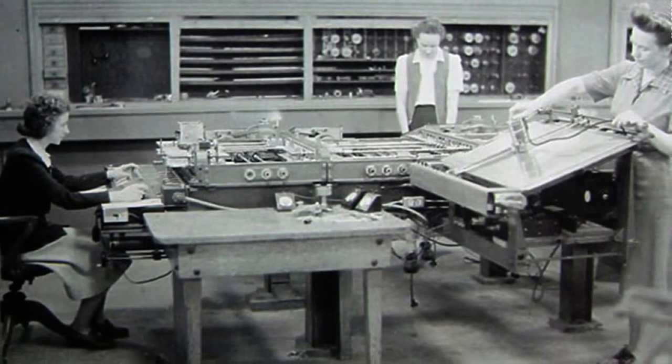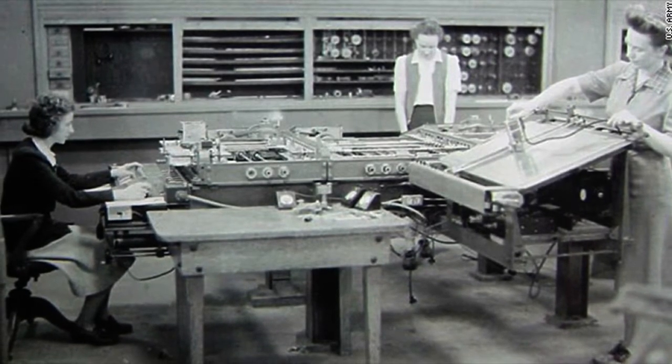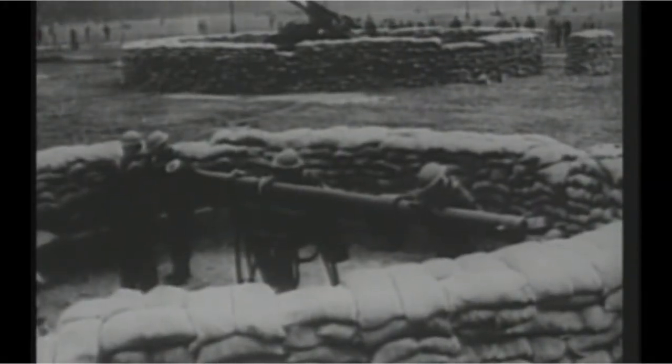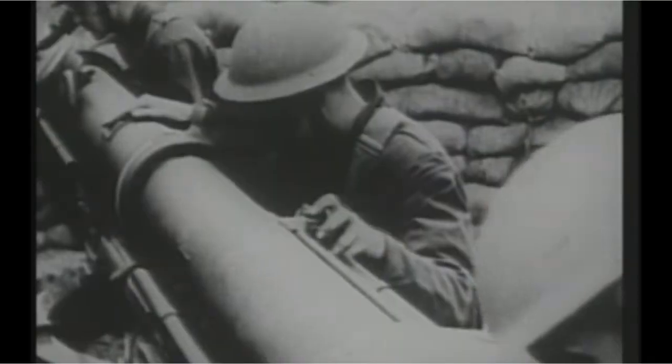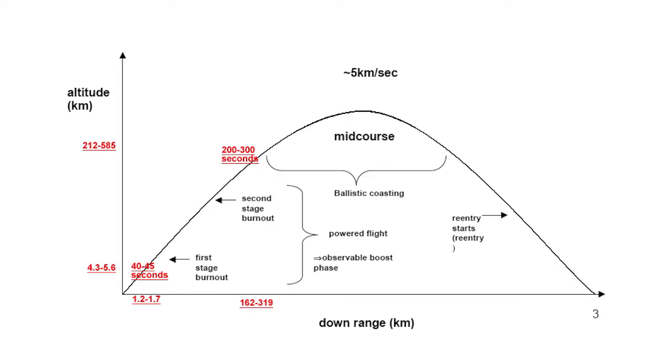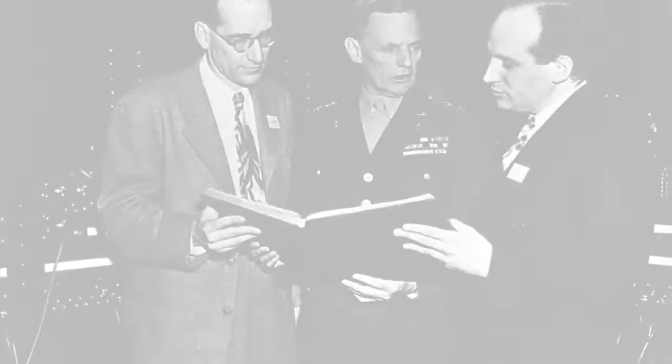Teams of people, known as computers, used desktop and room-sized machines to calculate all the possible trajectories for every tenth of a second of the shell's flight. Each firing table contained thousands of trajectories and took 40 hours to manually calculate.